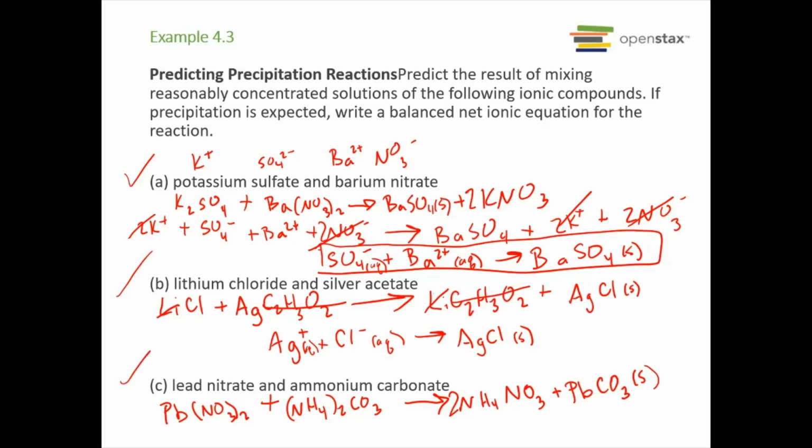So we can see I've got 2 nitrates on both sides. Those are going to cancel. The ammoniums are going to cancel. And our equation is Pb2+ aqueous plus CO3 2- aqueous becomes PbCO3 solid. So now we were able to predict those products using our solubility rules and then do net ionic equations.